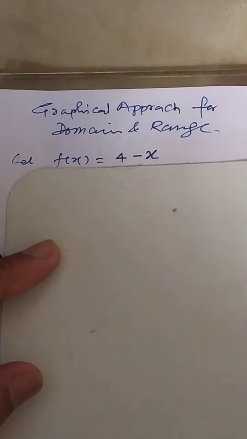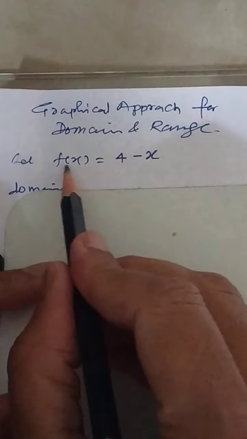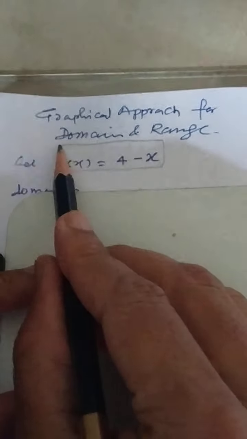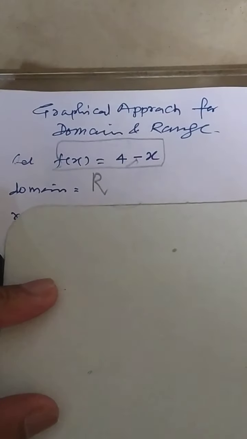In this video, we are going to learn the graphical approach of finding the domain and the range of a function. Suppose this function has been given to you, then if anyone is asking about the domain, your method is looking at this one. There is no problem as such, so R will be the domain.